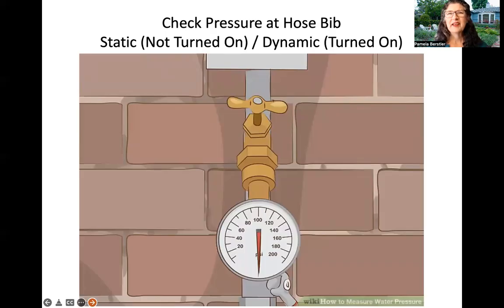We're almost there. So a little bit more information that you need to gather, and that is the pressure. So the easiest place to find that is at the hose bib. You want to find out what the static pressure is, which is when the hose bib is not turned on. And then you also want to know what is the dynamic pressure, which is what happens when we turn the hose bib on.